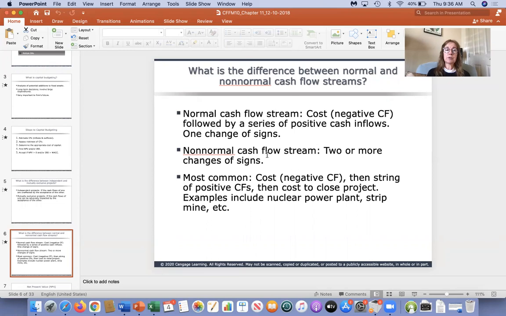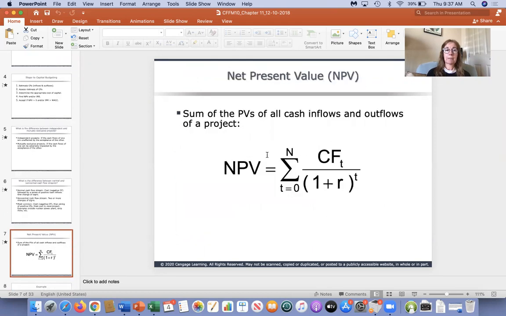You could have this situation if, let's say, you buy a piece of equipment and you have a negative cash flow initially because you bought the equipment, and then you have positive cash flows for 5 years. And then in the 6th year, the equipment is obsolete, but it's going to cost you to get rid of the equipment. So you have a negative cash flow again. That would be an example of a non-normal cash flow stream.